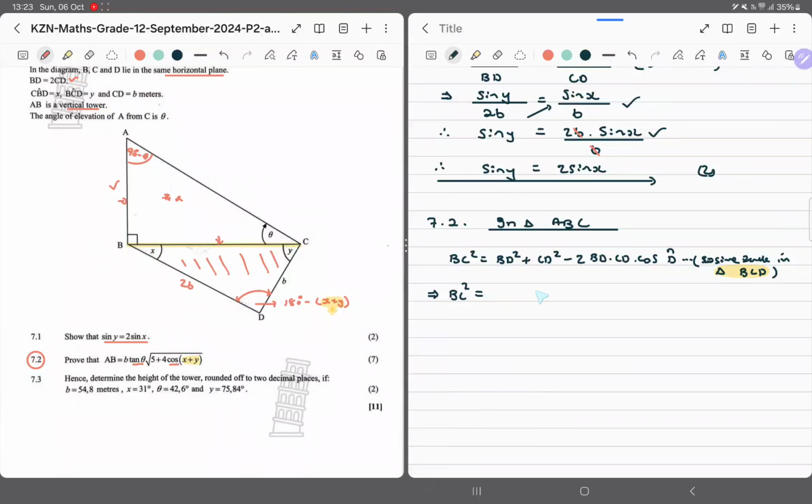So BC squared equals, now BD is basically 2B, so (2B) squared plus B squared minus 2 into 2B into B cos of that angle. Angle D there, we can see in that triangle, it's going to be 180 degrees minus the sum of x plus y. Okay, now this can be a bit challenging because now how did we justify this? That angle D is like this. I mean, it's sum of angles in a triangle. Do we really have to provide a reason there? Not necessarily. So we can leave it at that.